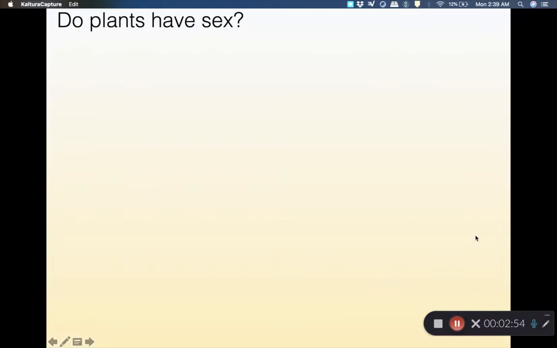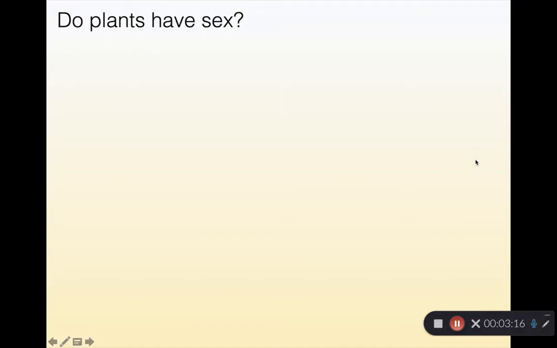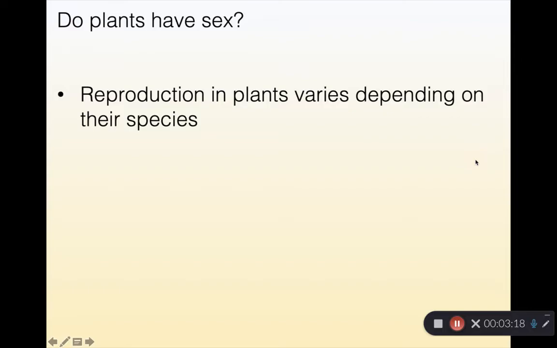So I really liked how the chapter this week was structured, where it's basically a series of questions and understanding the biological processes that are involved in those questions. The large question that is addressed in this chapter is: do plants have sex, or what does sexual reproduction look like for a plant?